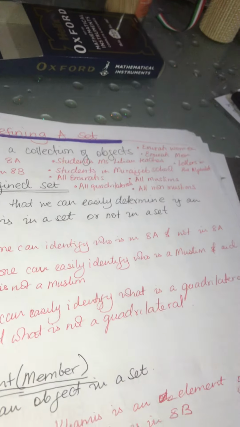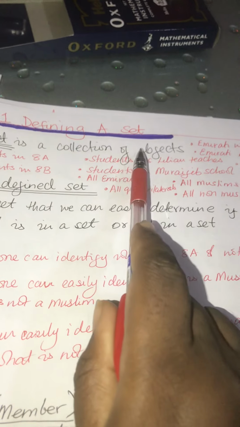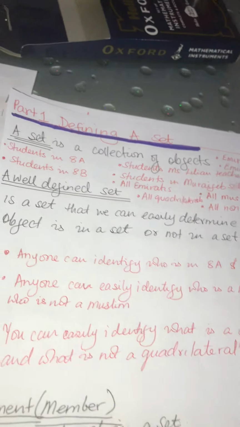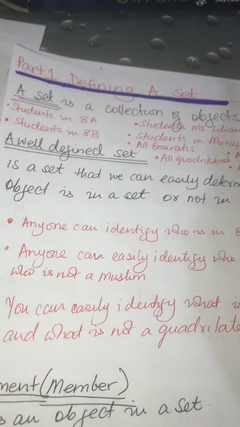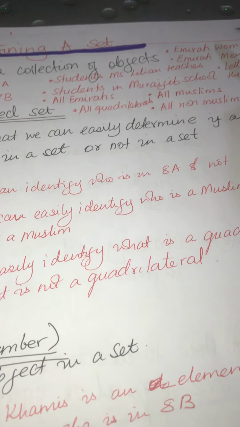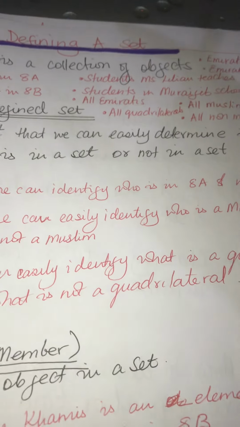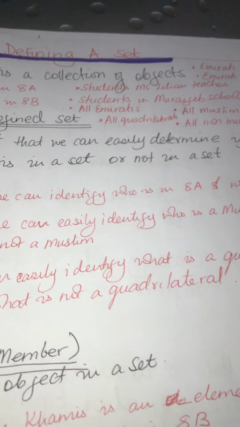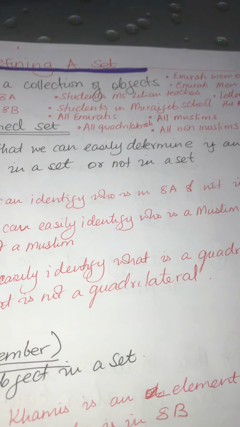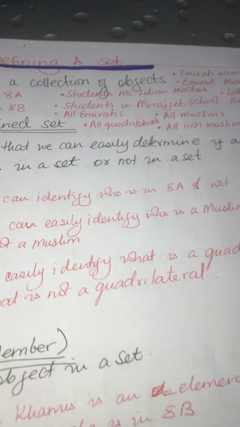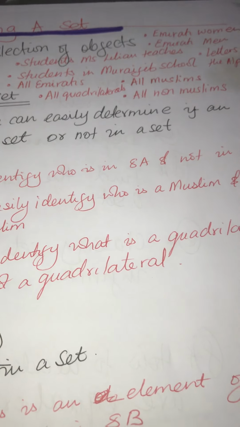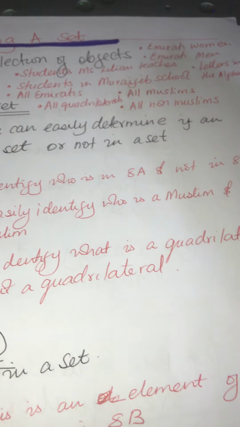What is a set? A set is a collection of objects. Like students in 8A, that is a set. Students in 8B, that is a set. All the students Miss Lillian teaches is one set, whether they're in grade 6, 7, or 8. Students in Murejib school is a set, all the students who go to Murejib school.